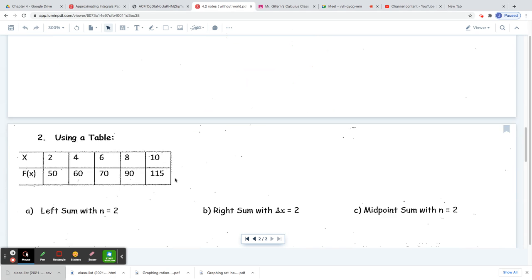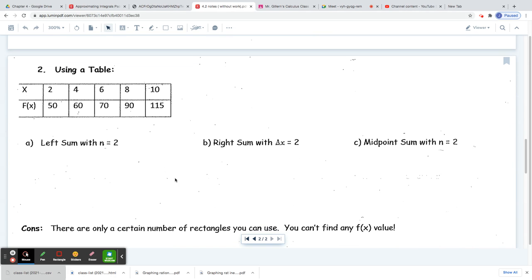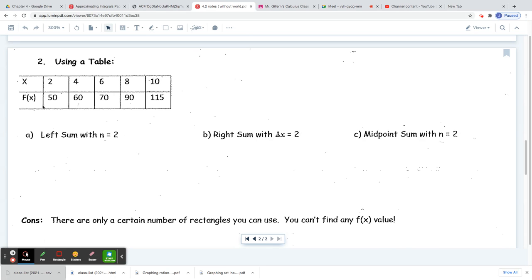All right, so that was an equation. Next is a table. What we are given here is some function where these are your x coordinates: 2, 4, 6, 8, 10. And these are f of x, the y coordinates. So this is saying when you plug in 2, you get 50. You plug in 4, you get 60, and so on. These numbers are the heights. So we're not going to have to plug in numbers. They're already telling us the heights: 50, 60, 70, 90, 115. Which is going to make life a lot easier.